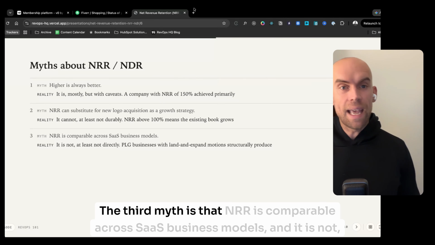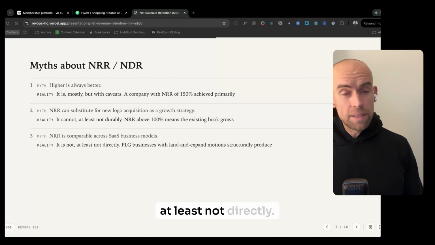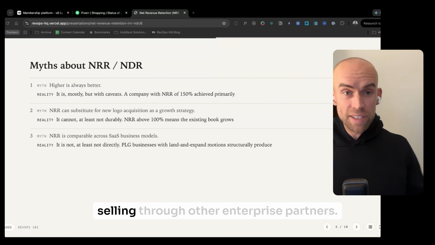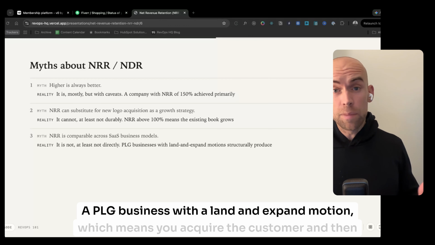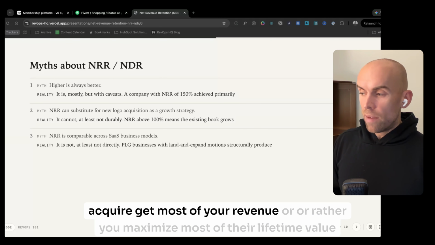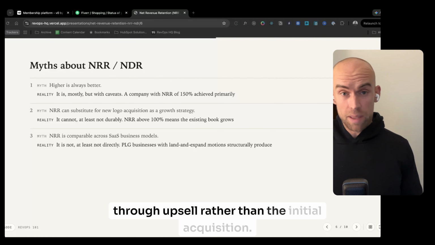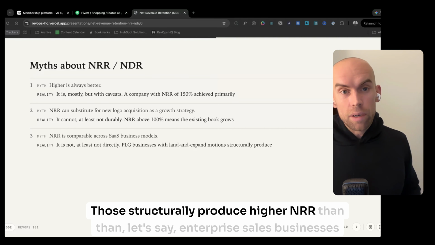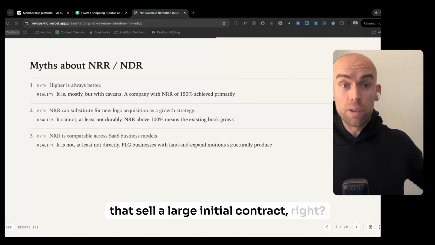The third myth is that NRR is comparable across SaaS business models, and it is not, at least not directly. So for example, a PLG business, which is a partner-led growth business where you're selling through other enterprise partners, with a land and expand motion, which means you acquire the customer and then maximize most of their lifetime value through upsell rather than the initial acquisition, structurally produces higher NRR than, let's say, enterprise sales businesses that sell a large initial contract.